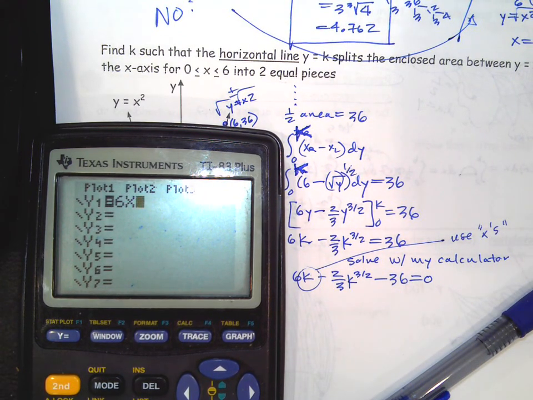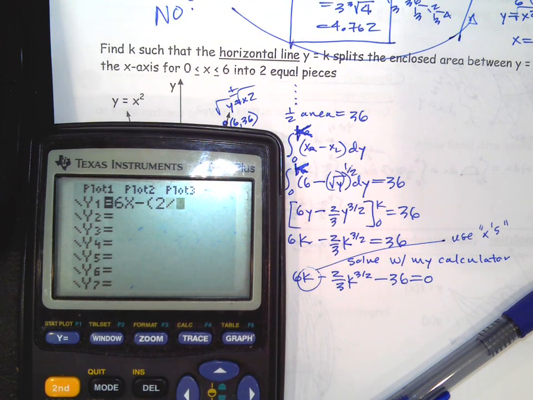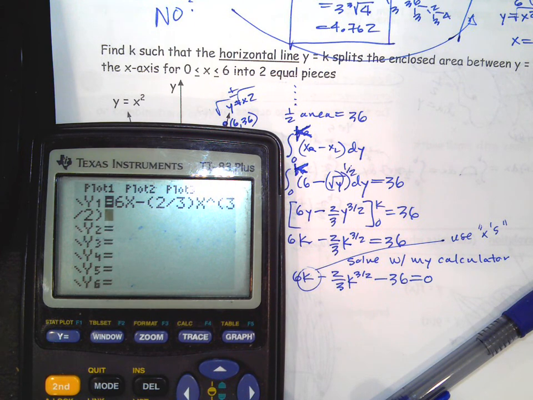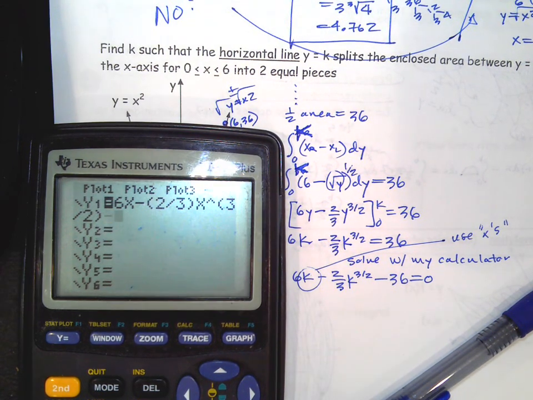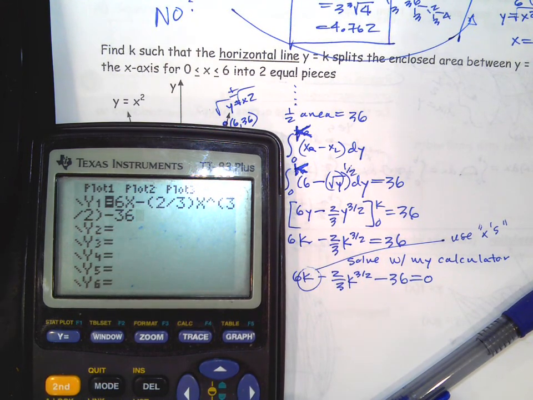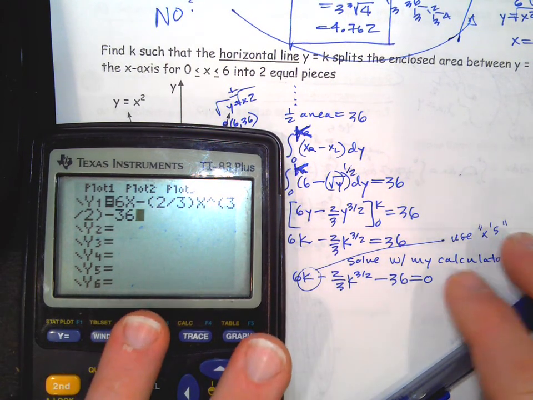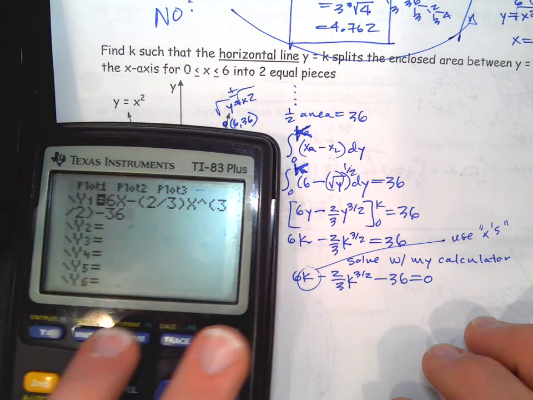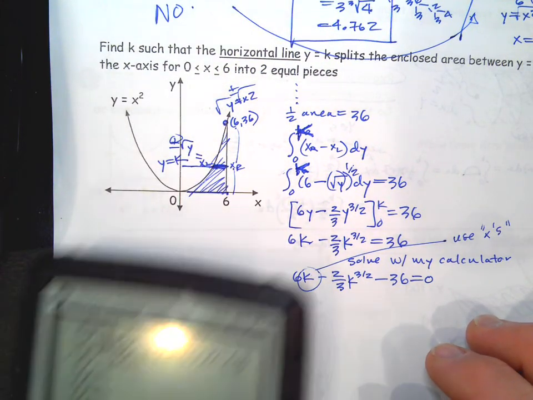6x minus 2/3 x to the... Now, if you do 3/2, you got to put parentheses around it. Otherwise, it's going to do it to the third and then divide your answer by 2. You could do it without parentheses if you just type in 1.5, right? Minus 36. So I put it in there. And then I'm going to graph it.